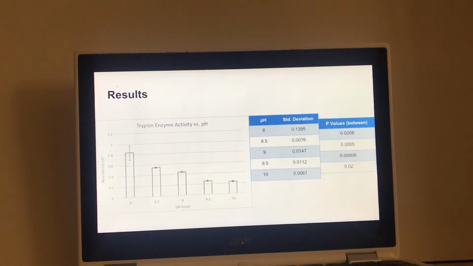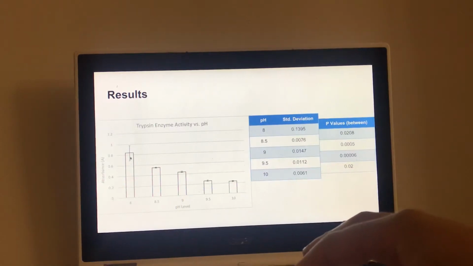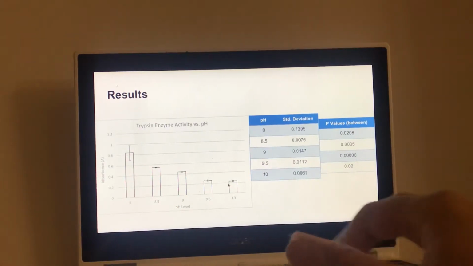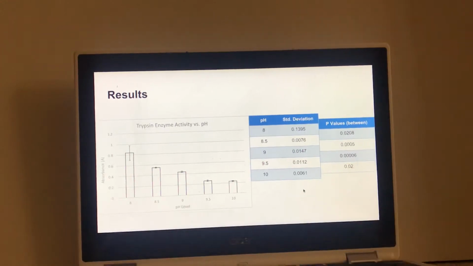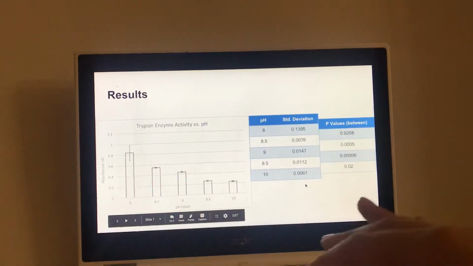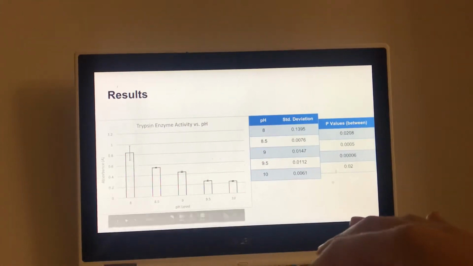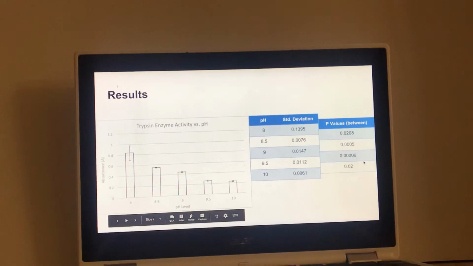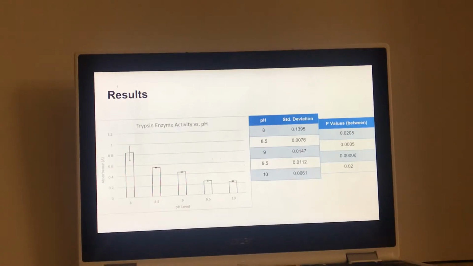So these are our results. As I spoke about the standard deviation right here, it was pretty large, and the others were about 2%. These are the numbers, as you can see, 0.13, and then all of them were like 0.0. These are our p-values. We used the spectrophotometer to measure the enzyme activity at 440 nanometers. We used t-tests to show the significance of trypsin activity in consideration of environmental changes in pH.